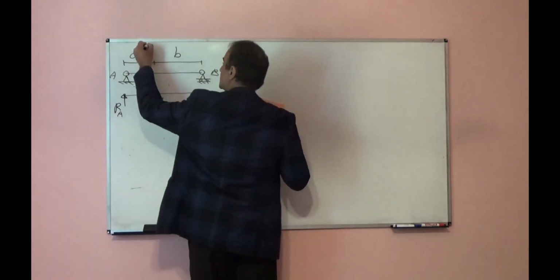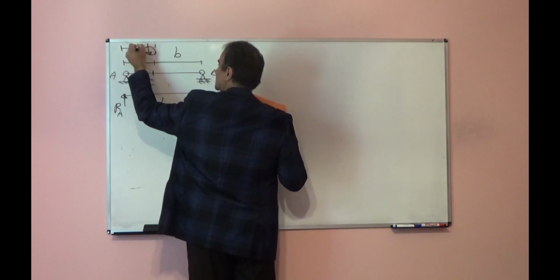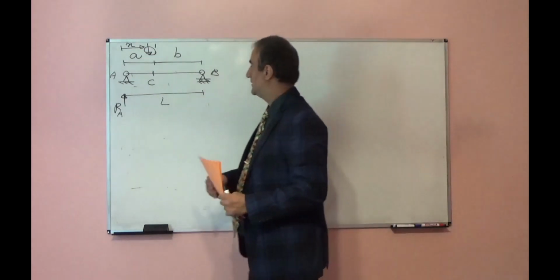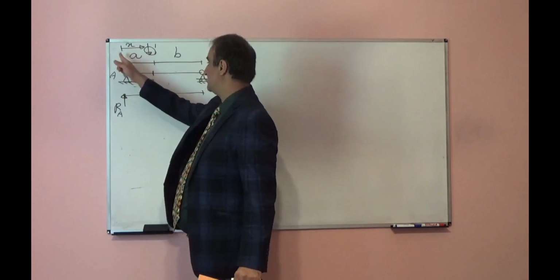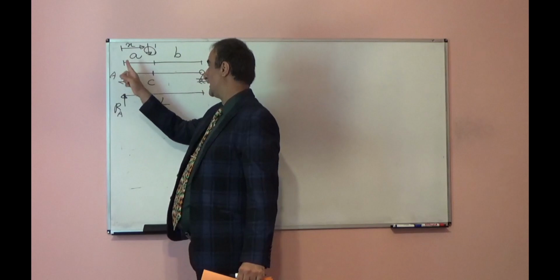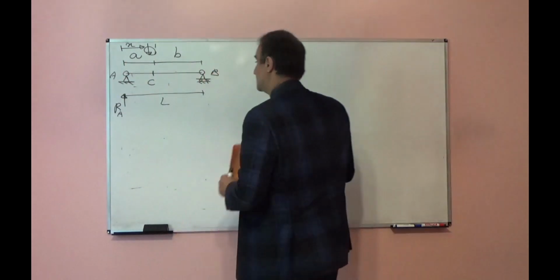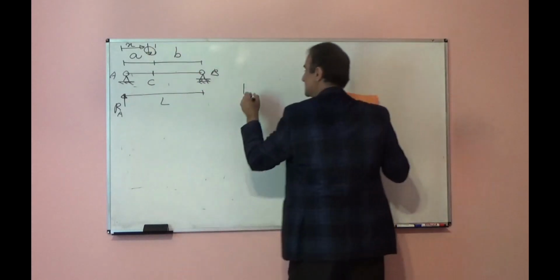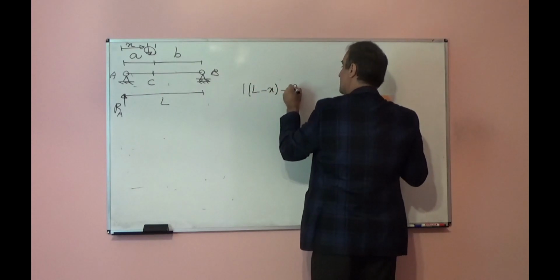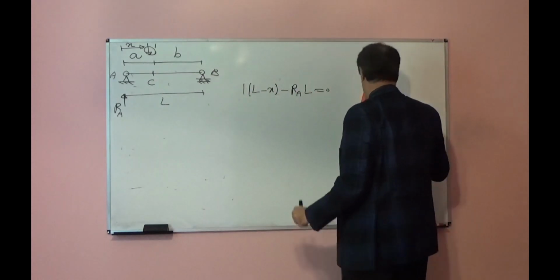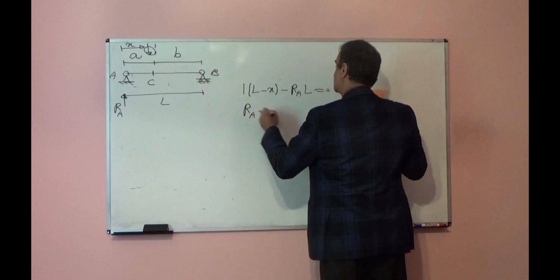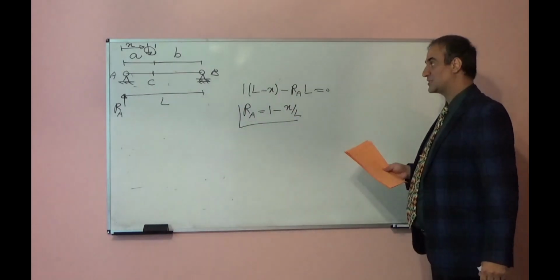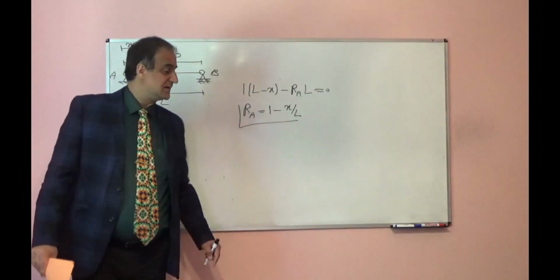I will put a unit load at one location, like x, at a distance from support A. Now, x will vary from 0 to L. x can be 0, can be L over 2, so x will vary from 0 to L. The reaction at point A: if I take moment with respect to B, 1 times (L minus x) minus RA times L is equal to 0. From here I can write RA is equal to 1 minus x over L. So this will be the reaction at point A if I put the unit load at location x.